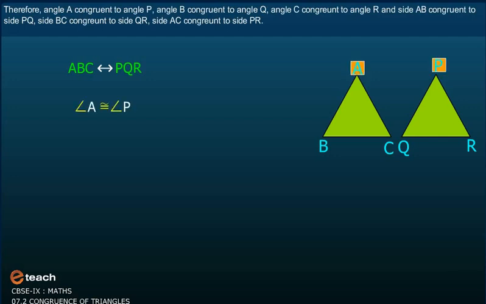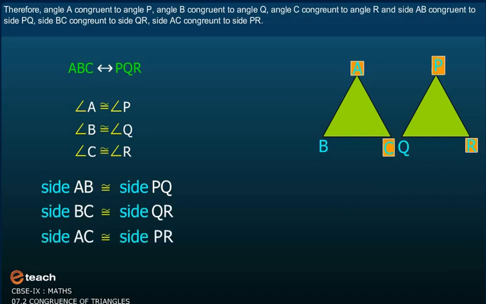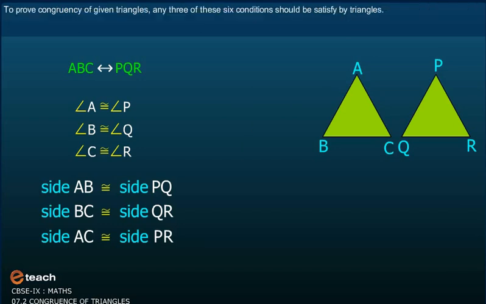Therefore, angle A is congruent to angle P, angle B is congruent to angle Q, and angle C is congruent to angle R. And side AB is congruent to side PQ, side BC is congruent to side QR, side AC is congruent to side PR. To prove congruency of given triangles, any three of these 6 conditions should be satisfied by the triangles.